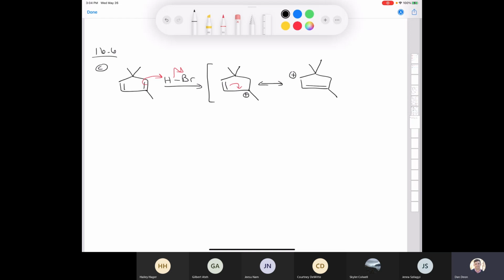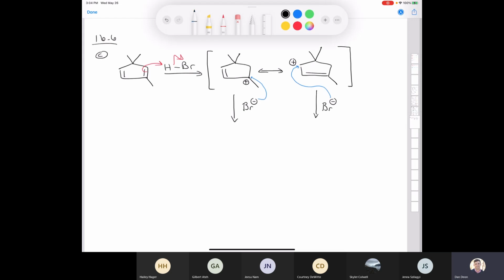Okay, I'm going to delete the flow of the electrons for the resonance, just because I want to use these structures and I want to draw the nucleophilic attack that's going to occur. So I have my bromide here. Bromide could do a nucleophilic attack on this carbon, and bromide could do a nucleophilic attack on this carbon. Let's draw what those products would look like.